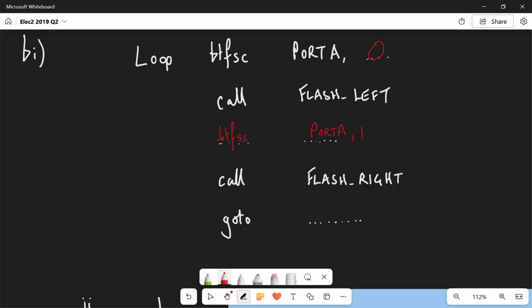And then at the bottom, we've got a goto, and because this is a checking piece of code, what we're looking for is for it to loop, and it's going to loop back to the title of the top line, which is loop.